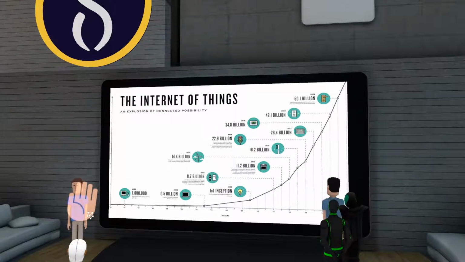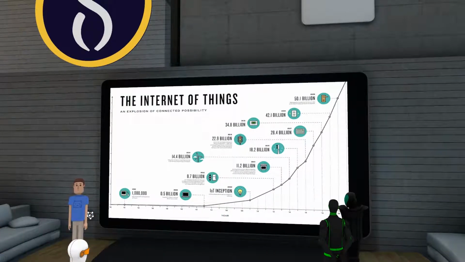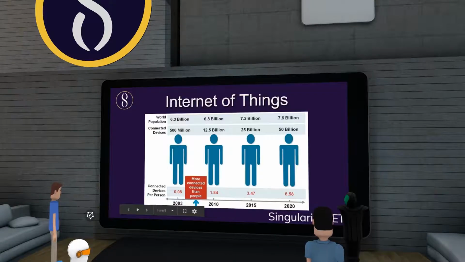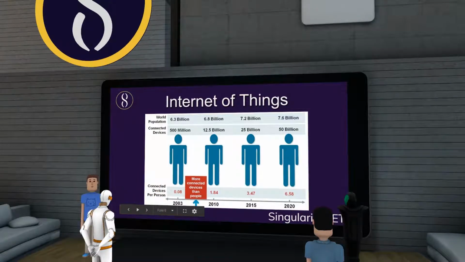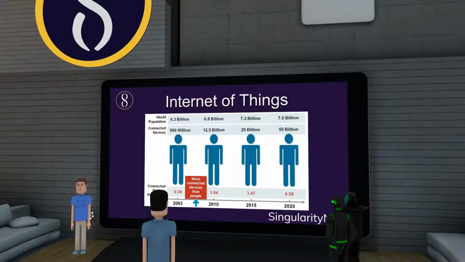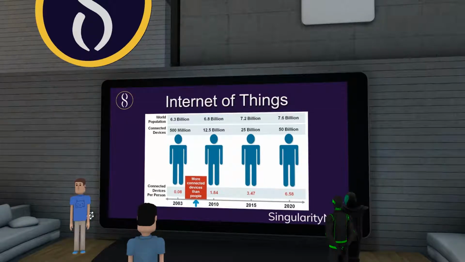If that trend continues, which it certainly will, we will be at 50 billion connected devices worldwide by 2020. That's quite a lot of devices, and certainly a lot of information. So let's look at where we are in terms of population and devices. In 2003 we had a global population of 6.3 billion people, and there were 500 million devices.